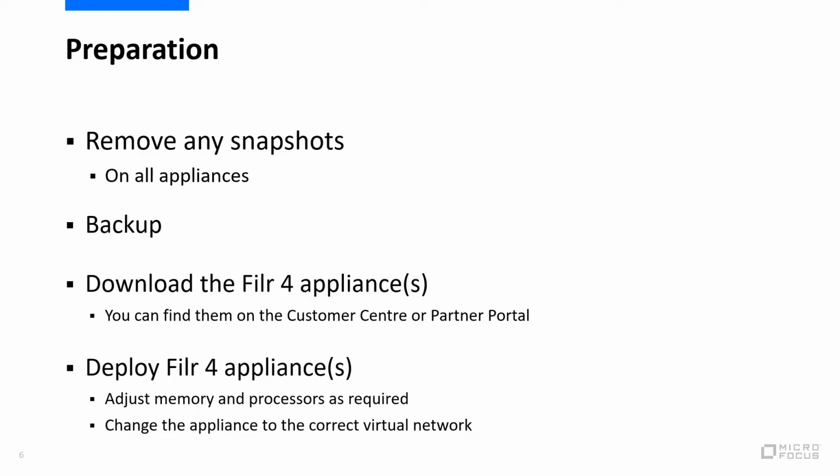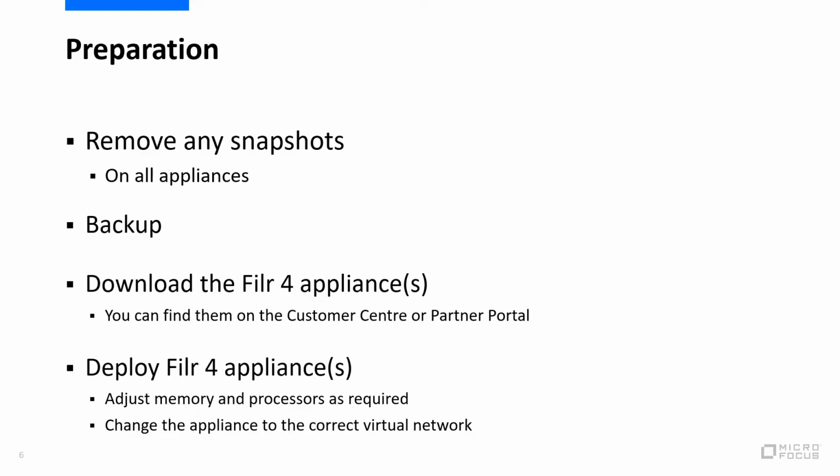did in the Filr 3 appliances. Go and adjust the memory and processors as required. Make sure they're on the correct network. Something to bear in mind here when you come to go and deploy the appliances is that the default memory of the web appliance has changed to be 16 gig rather than the 8 gig that we had before.